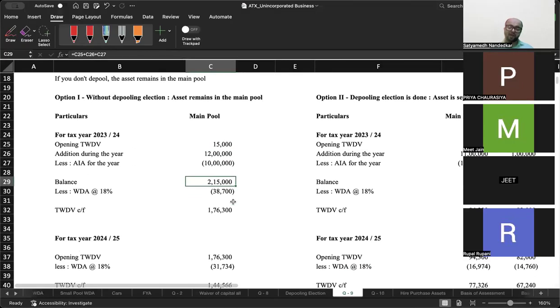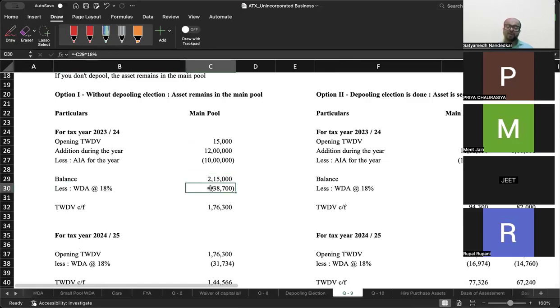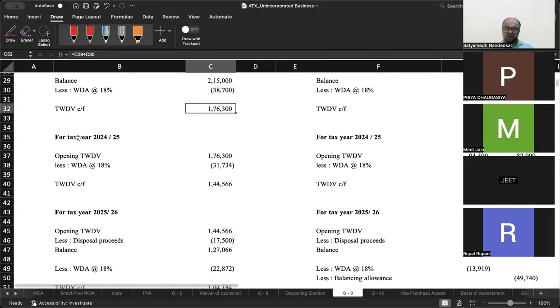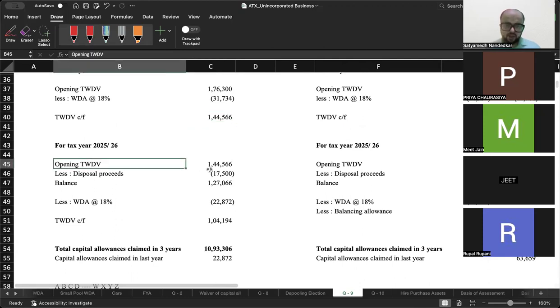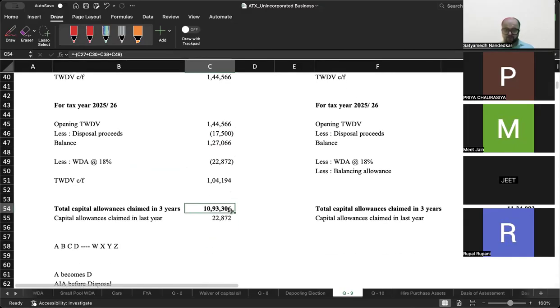बचा कितना बैलेंस? 2 lakh 15,000. इस पे 18% WDA निकाला. I get 1 lakh 76,300. Look at tax year 24-25. Opening TWDV पे 18% WDA, you get TWDV to be carried forward. 25-26 में opening TWDV 144,566, disposal proceeds 17,500, balance हो गया 127,066, उस पे 18% निकाला. These are your capital allowances for 3 years. And capital allowance claimed in the last year is 22,872.